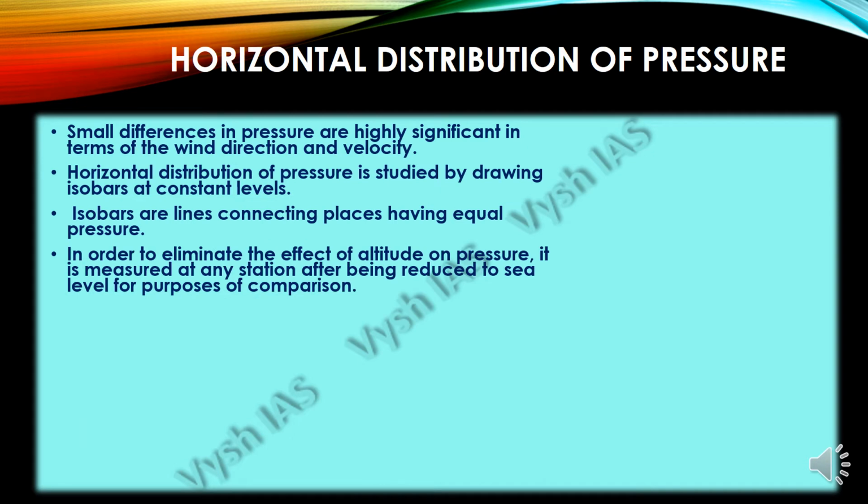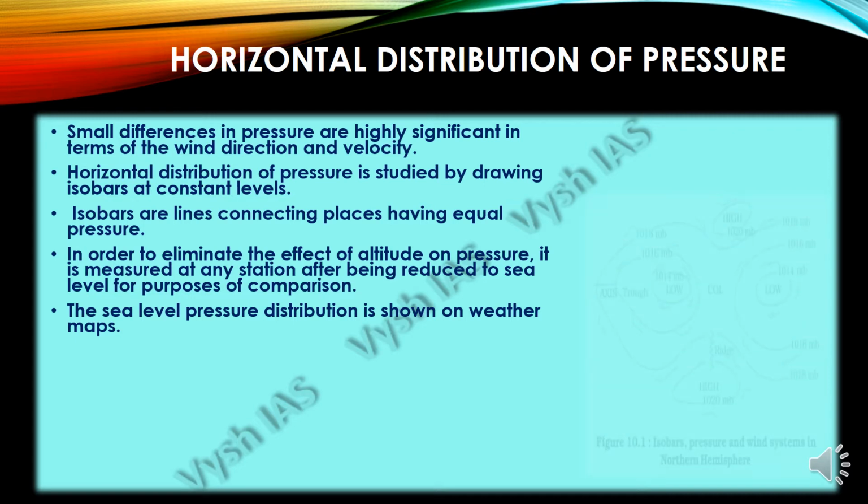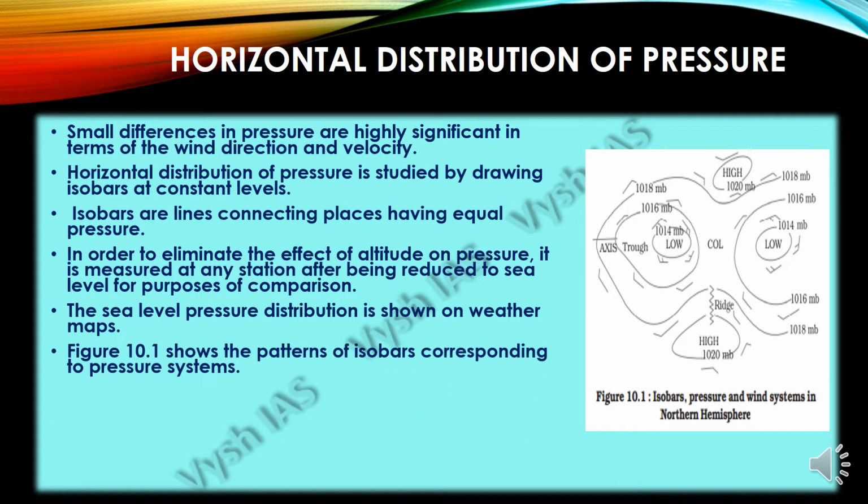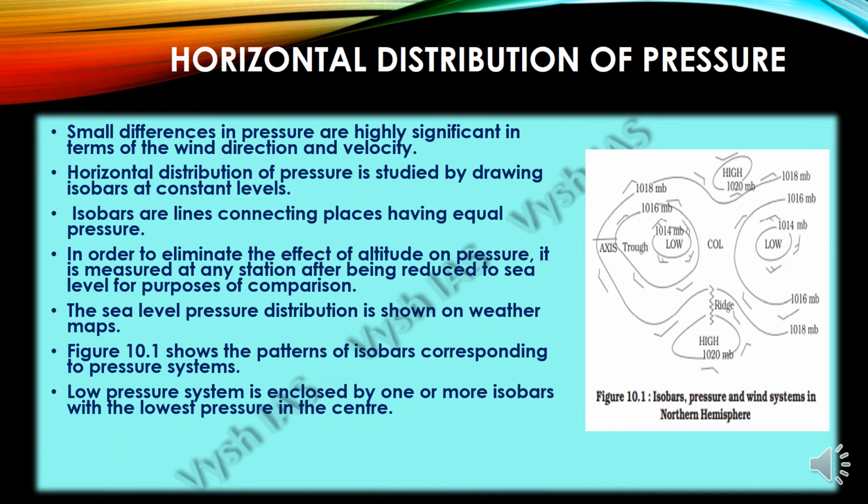In order to eliminate the effect of altitude on pressure, it is measured at any station after being reduced to sea level, for the purpose of comparison and to make the calculation easier. So the sea level pressure distribution is shown on weather maps, as you have seen earlier. In this picture we can see the isobars, pressure and wind systems in the northern hemisphere. These isobars correspond to the different types of pressure systems seen in the northern hemisphere in this picture.